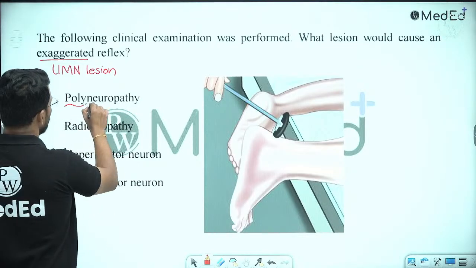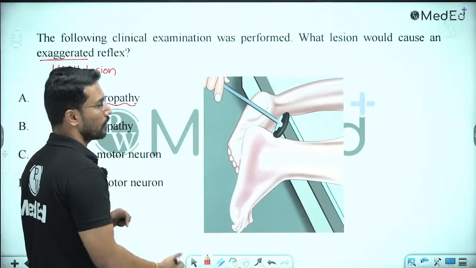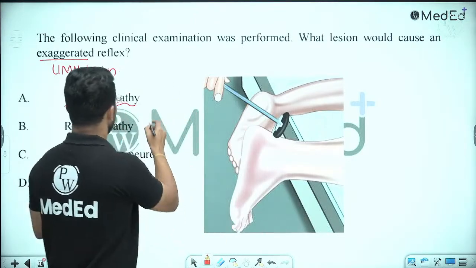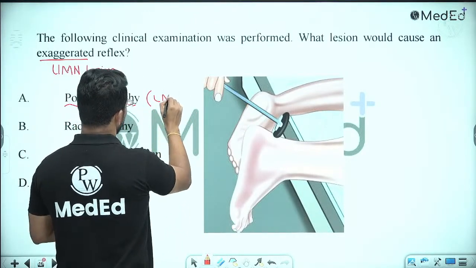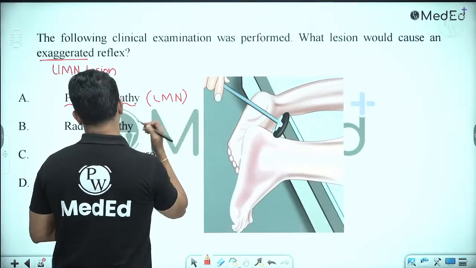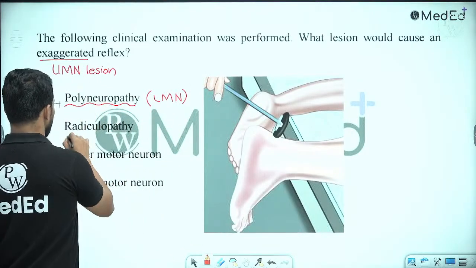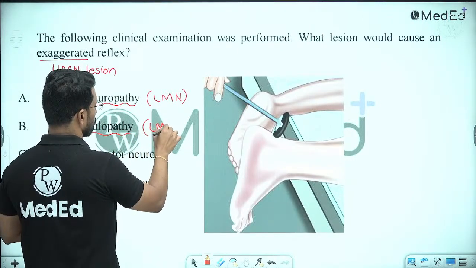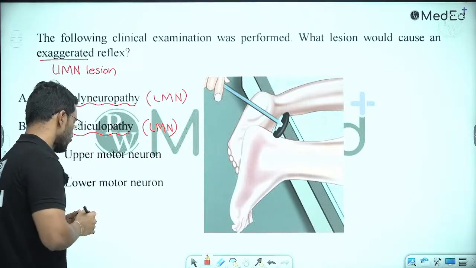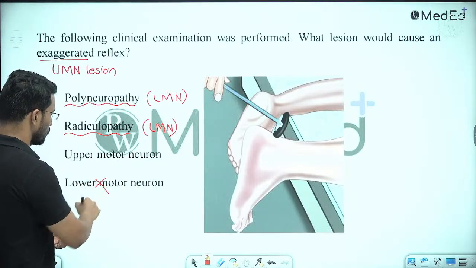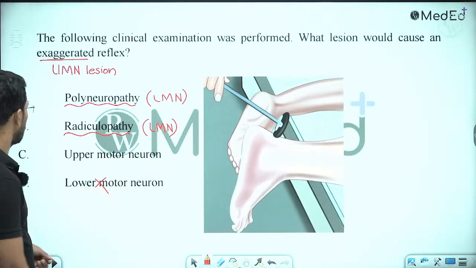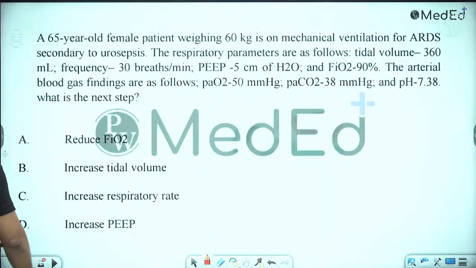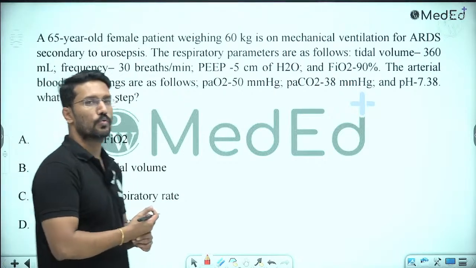Polyneuropathy, right? When you say polyneuropathy, you're talking about peripheral nerves. Peripheral nerves contain what? Peripheral nerves contain lower motor neurons. So when I say radiculopathy, right? Again, the roots contain what? Lower motor neurons. Lower motor neuron lesion, obviously, cannot be the answer, because there will be hyporeflexia. So what is the correct answer? Option C will be the right answer for this question. Okay, let's move to the next question now.